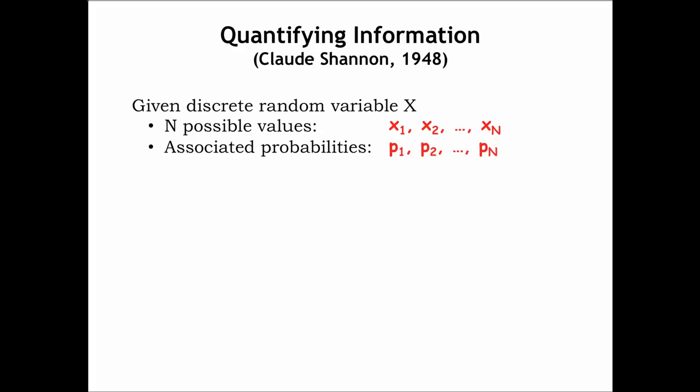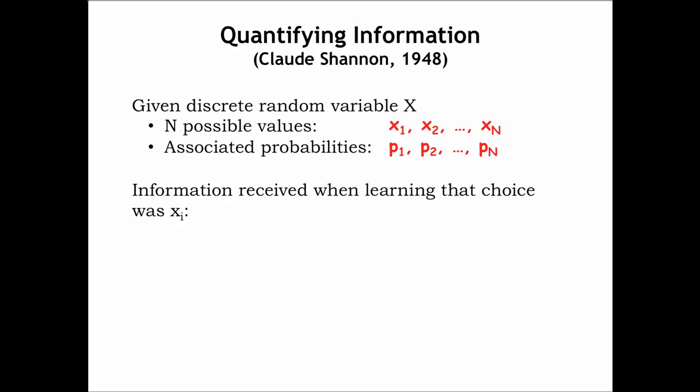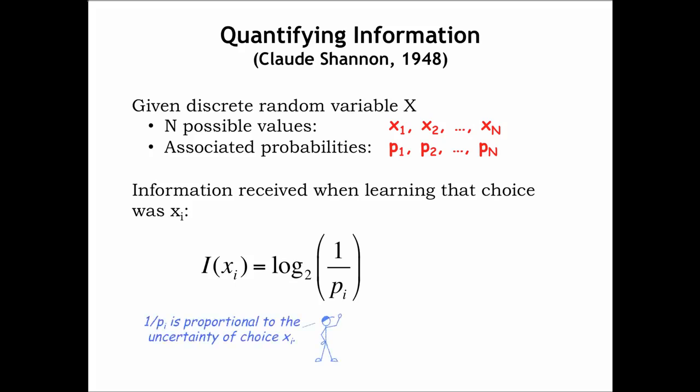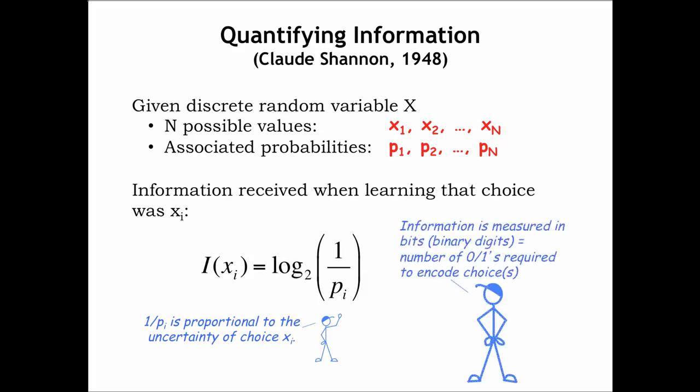The smaller the probability, the more uncertain it is that x will take on that particular value. Claude Shannon, in his seminal work on the theory of information, defined the information received when learning that x had taken on the value x sub i as the log base 2 of 1 over p sub i. Note that the uncertainty of a choice is inversely proportional to its probability, so the term inside of the log is basically the uncertainty of that particular choice. We use the log base 2 to measure the magnitude of the uncertainty in bits, where a bit is a quantity that can take on the value 0 or 1. Think of the information content as the number of bits we would require to encode this choice.